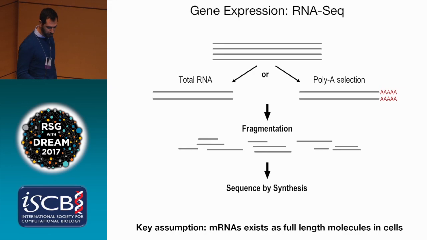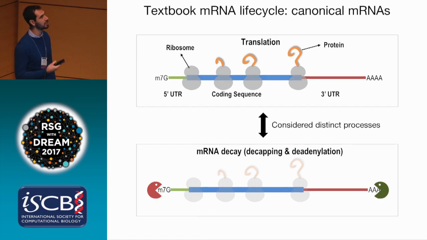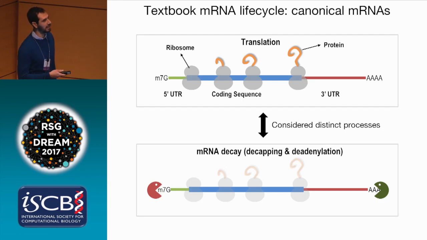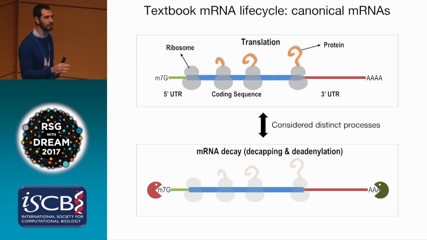So we make this assumption actually because this is the textbook view of the mRNA lifecycle. So we assume that canonical mRNAs have a 5' cap, they have the 5' UTR, coding sequence, 3' UTR, and the poly-A tail, and ribosomes are recruited and translation initiates. And at some point, there is decapping and deadenylation of the mRNA, and then there is mRNA decay. And these two processes are largely considered two distinct processes.